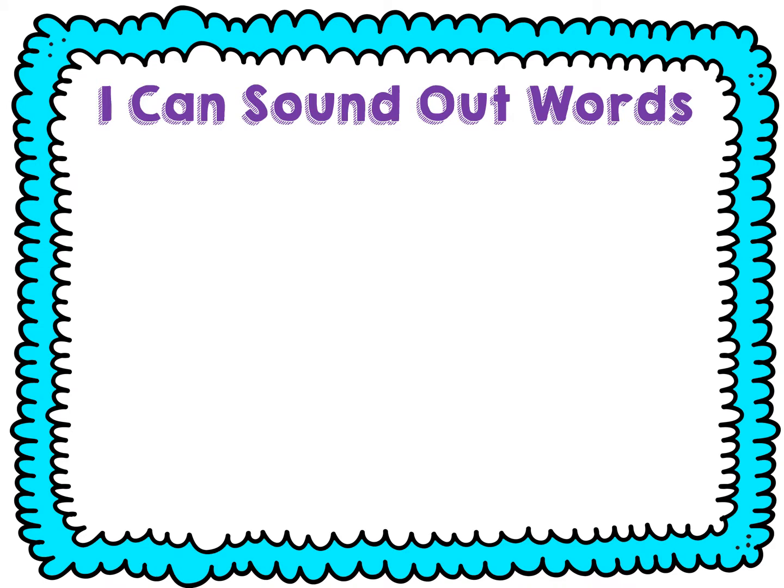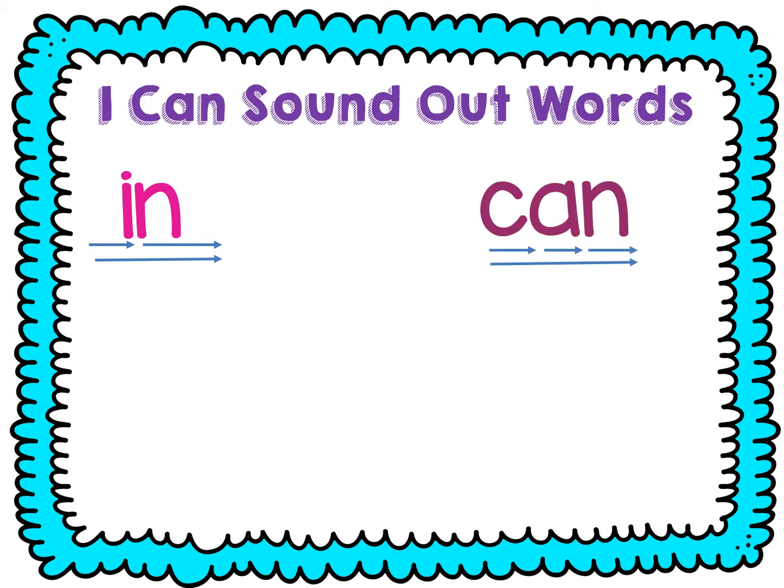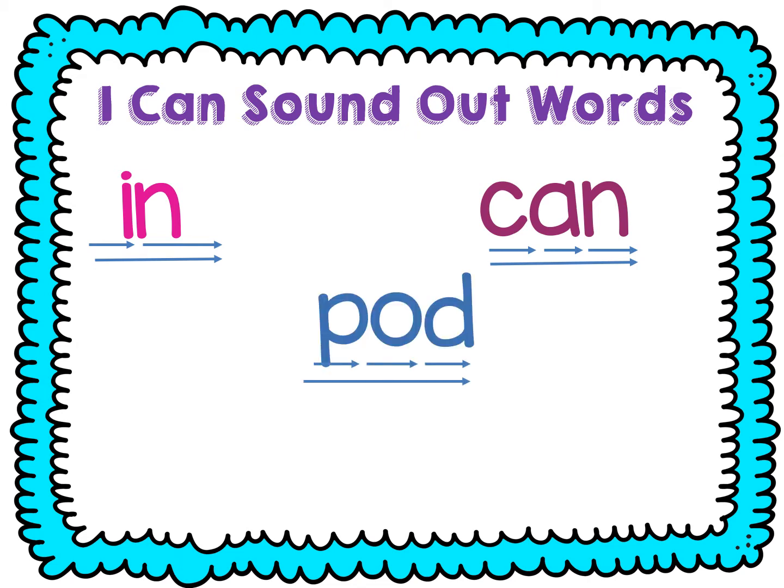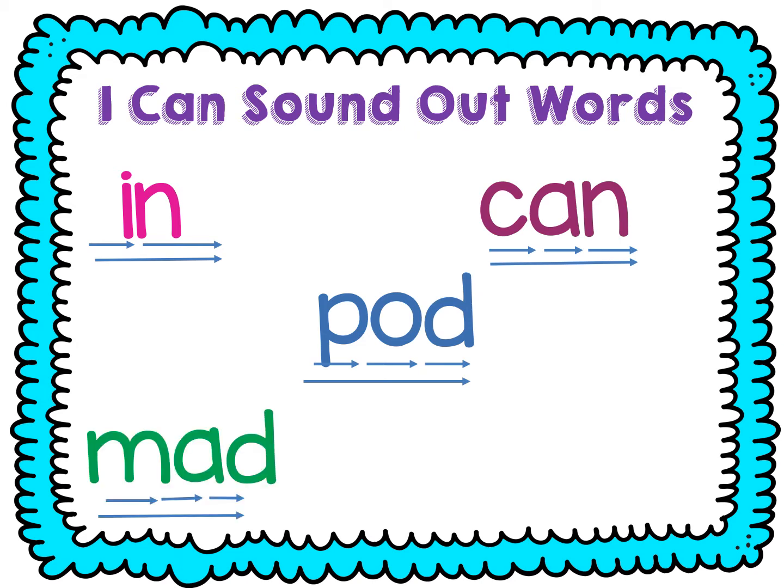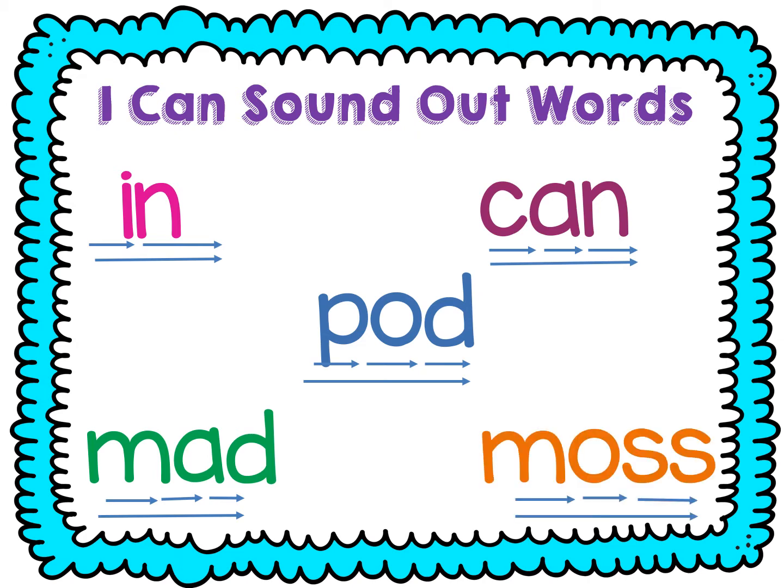All right, friends, let's sound out some words. Ready? Say each sound. I-n. Blend it into a word. In. Sound it out. K-a. N. Can. P-A-D. Pod. M-A-D. Mad. M-A-S. Moss.